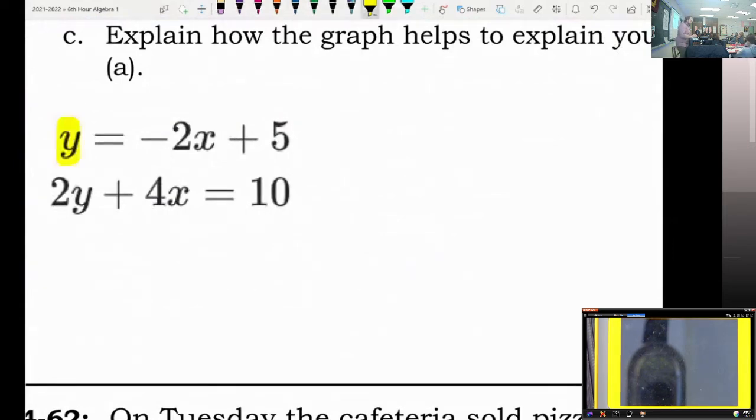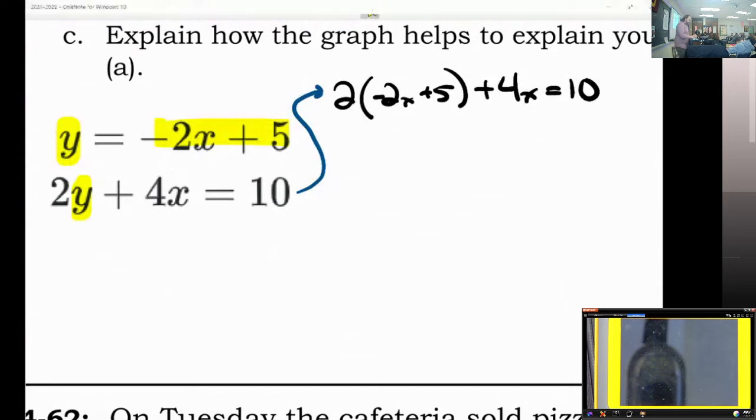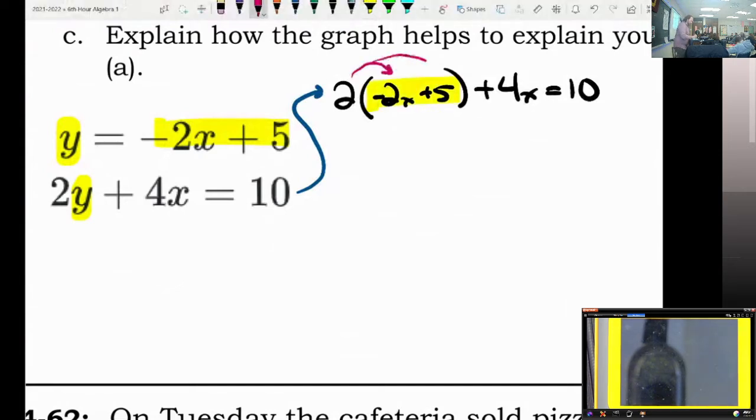This is another substitution system, so we're going to replace the y with negative 2x plus 5. So we have 2 times negative 2x plus 5 plus 4x equals 10. Again, we're taking the second equation here and rewriting it after substituting in the value for y of negative 2x plus 5. And if you're thinking ahead about this problem, you might notice the exact same thing happening here that happened in the previous problem.